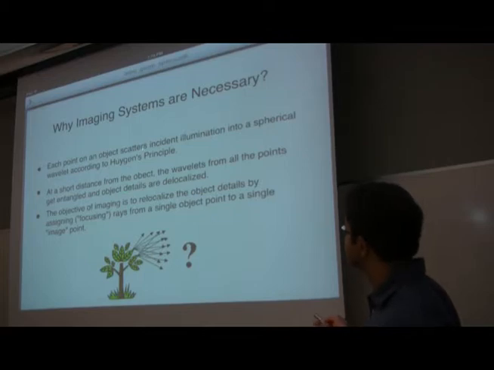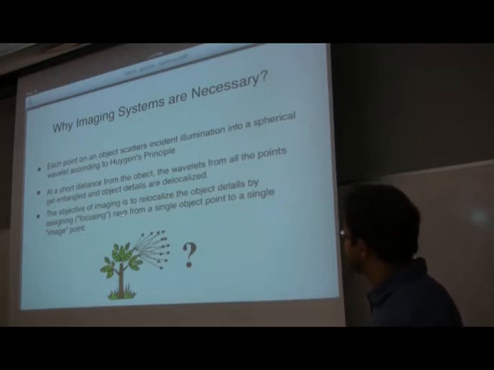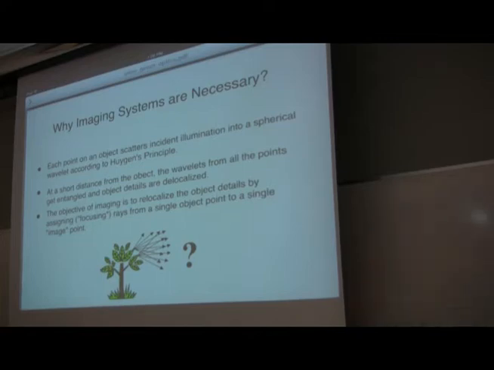Basically, each point in an object scatters incident illumination into a spherical wavelet according to Huygens' Principle. At a short distance from the object, the wavelets from all the points get entangled, mixed together, and object details are delocalized. The objective of imaging is to relocalize the object details. That means, in general, focusing rays from a single object point to a single image point. We'll see what that means in a second. That's why we need eyes, for instance, to see.